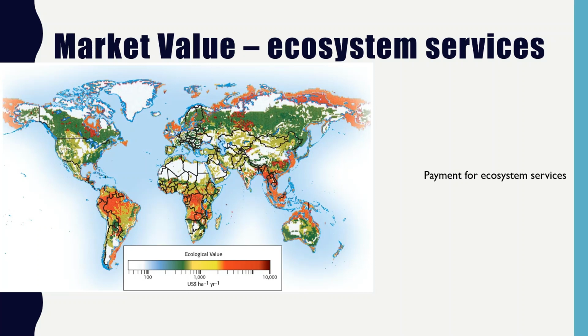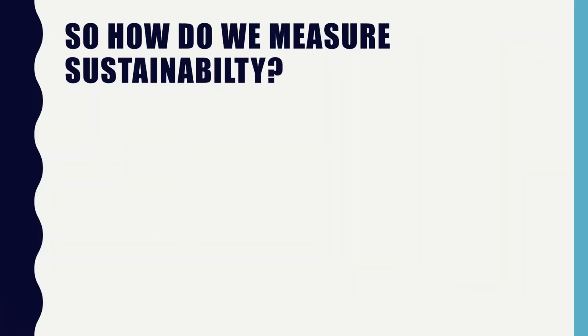But so how do we measure sustainability? So we're talking about measuring the value of the environment. But one of the first ways we want to measure sustainability is we want to avoid greenwashing. Greenwashing is when you take a product and you market it as sustainable, although it is not actually sustainable, or there are no metrics to determine whether or not it's sustainable.